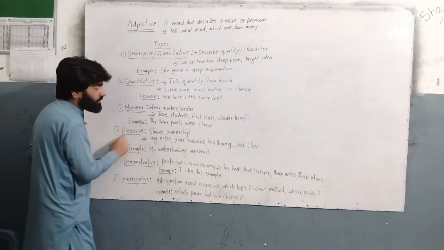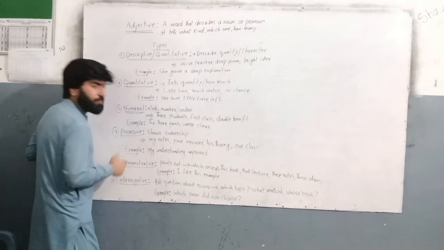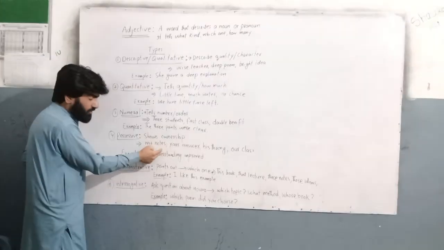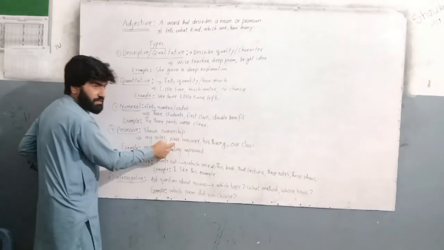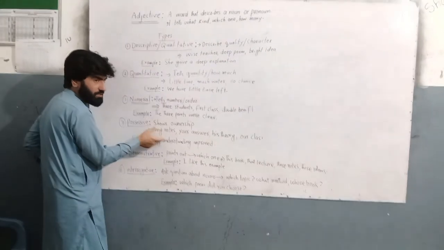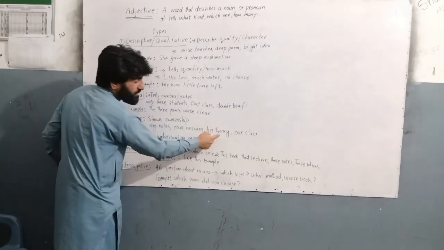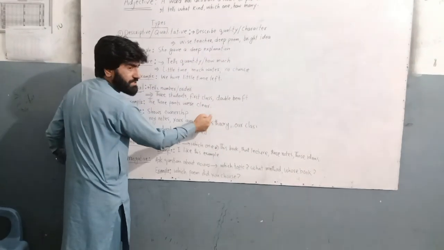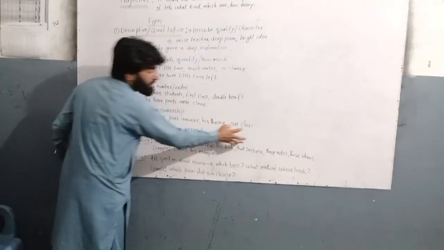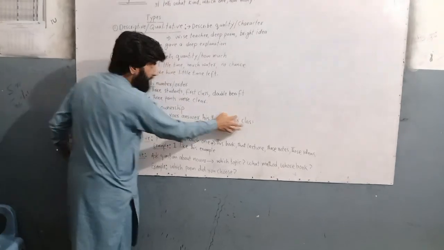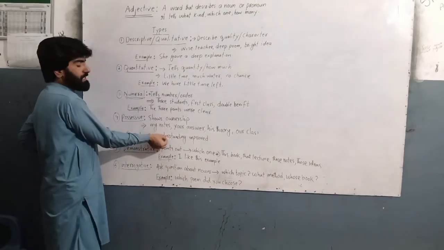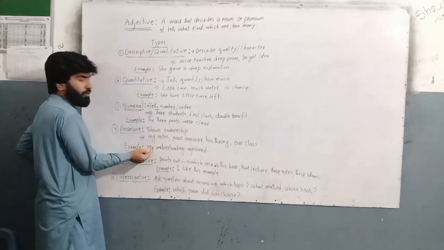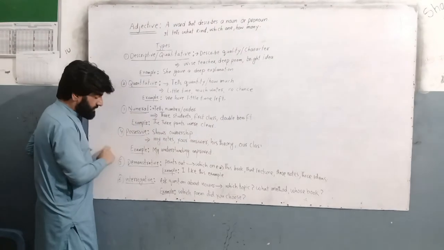Now possessive adjective. Possessive adjective shows ownership or possession. My notes. Notes is a noun and my is an adjective, a possessive adjective. Your answer. Your is an adjective, a possessive adjective. His is also a possessive adjective. Class is a noun. Our is a possessive adjective. For example, my understanding improved. Understanding is a noun. So before the noun there is the word my, and this my is an adjective, a possessive adjective.